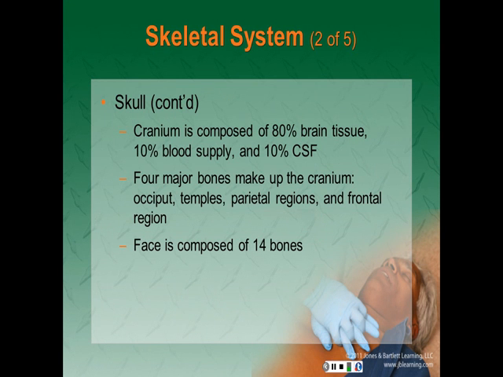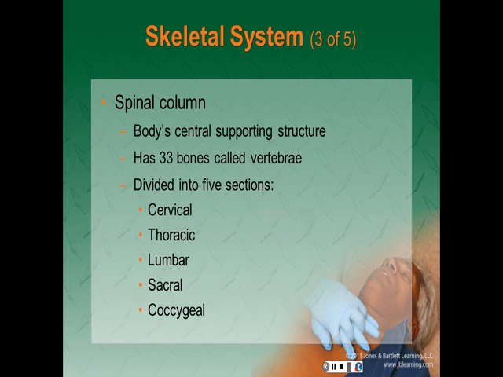On each side of the cranium, the lateral portions are called the temporals or temporal regions. Between the temporal regions and the occiput lie the parietal regions, and the forehead is called the frontal region. And the face is composed of 14 bones. The upper non-movable jaw bones are called the maxilla, the cheekbones are called the zygomas, and the mandible is the lower movable portion of the jaw. The orbit or eye socket is made up of two facial bones, the maxilla and the zygoma. The nose mostly consists of flexible cartilage.